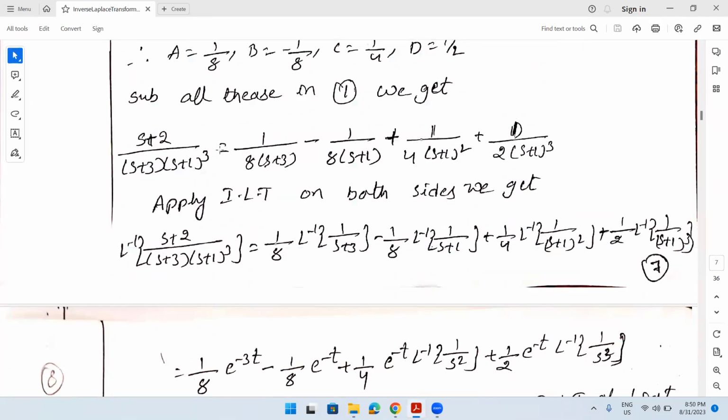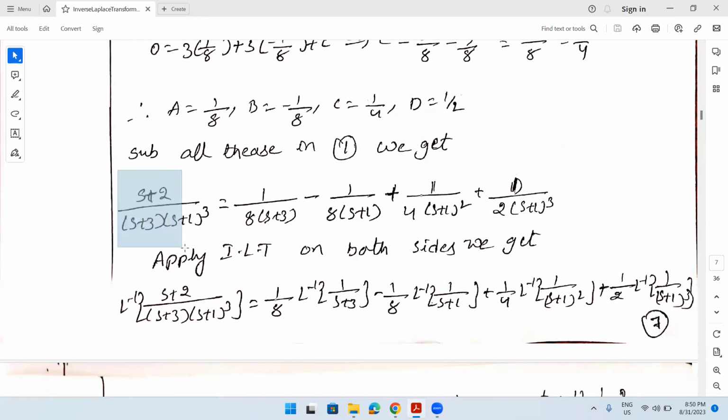Okay, and next, after partial fractions, what do we get? A by s plus 3. What is the value of A? 1/8. So 1/8 times 1 by s plus 3. B by s plus 1. What is the value of B? Minus 1/8. So minus 1/8 times 1 by s plus 1. C by (s+1) whole square. What is the value of C? 1/4. So 1/4 times 1 by (s+1) whole square. D by (s+1) whole cube. What is the value of D? 1/2. So 1/2 times 1 by (s+1) whole cube.